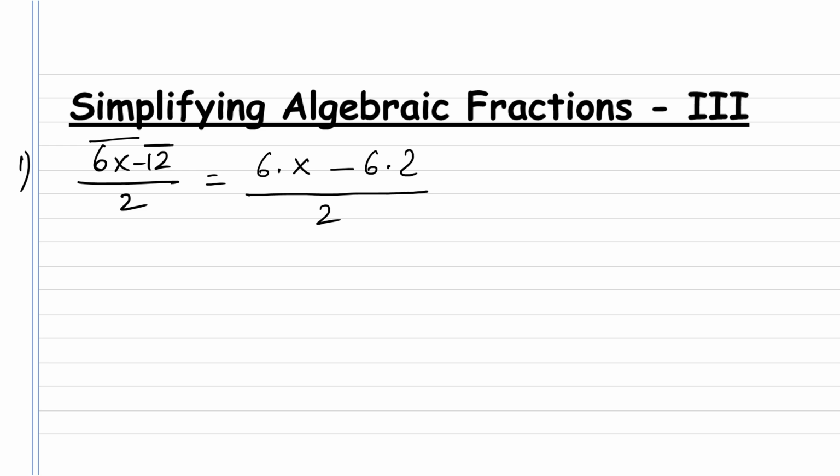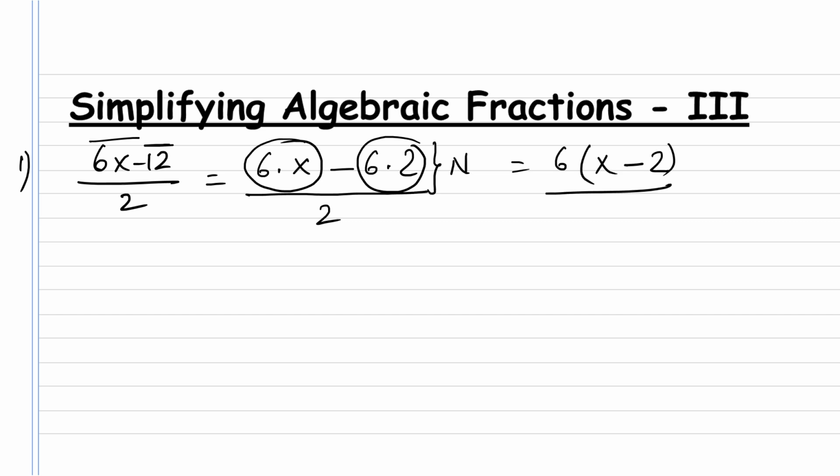Now if you see this numerator part, can I take out some term or some number common? Of course, I can take out 6 common. When I take out 6 common, what is left? x minus, and from this part, 2 is left. And what was my denominator? 2.